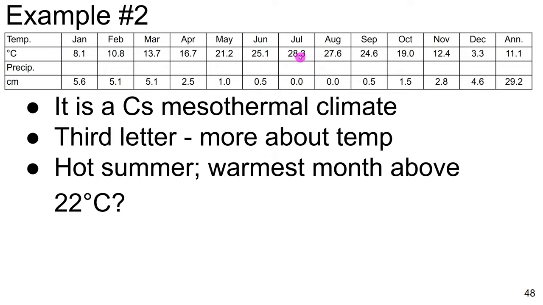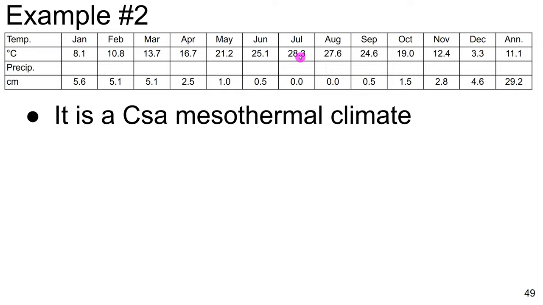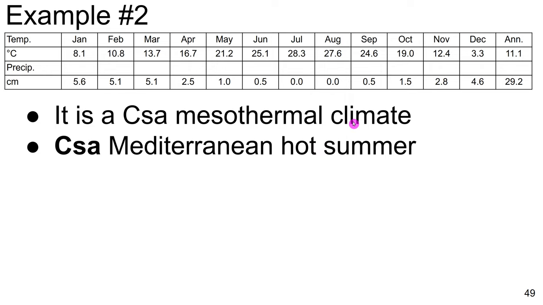So this would be a CSA, would be the symbol, CSA, mesothermal climate. CSA is the Köppen symbol. Mediterranean hot summer is the Köppen climate classification name.